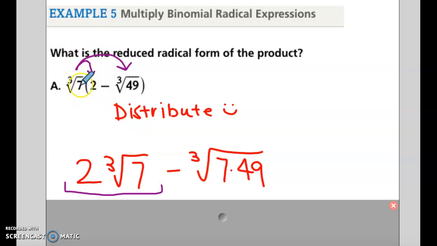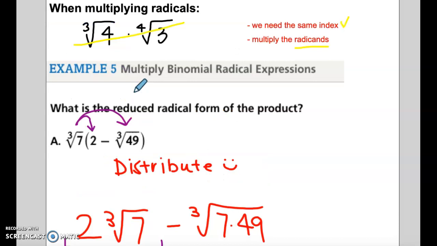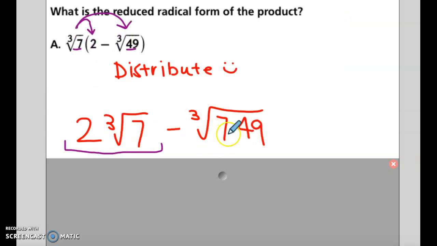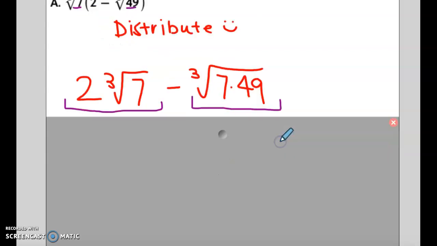And then I need to distribute the cube root of 7 to the cube root of 49. So remember, when we multiply radicals, I need the same index. So do I have the same index, right? They're both 3, they're both cube root. And then once I have the same index, I just multiply what's under the radical. Okay, so I'm going to have cube root of 7 times 49. Okay, and that's what I get when I distribute the cube root of 7.